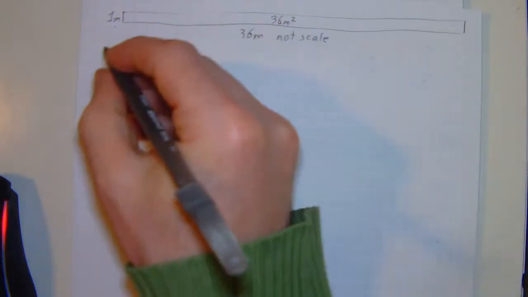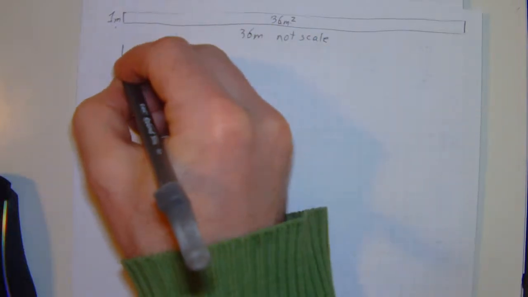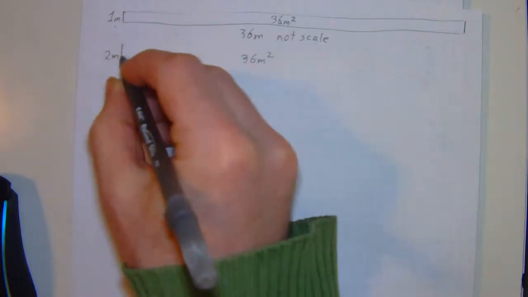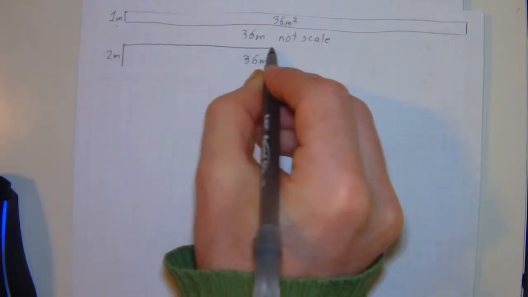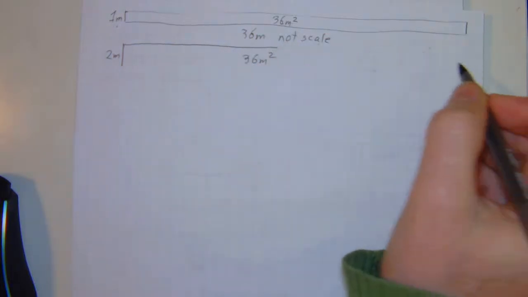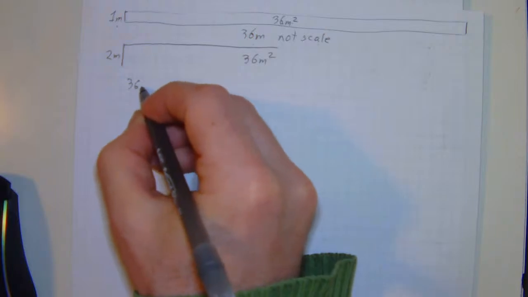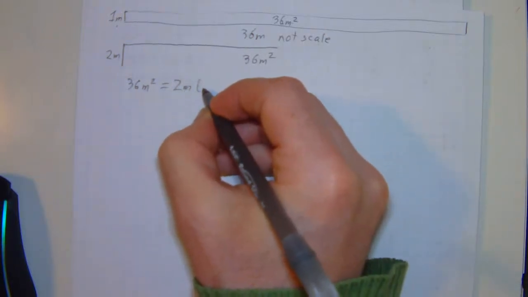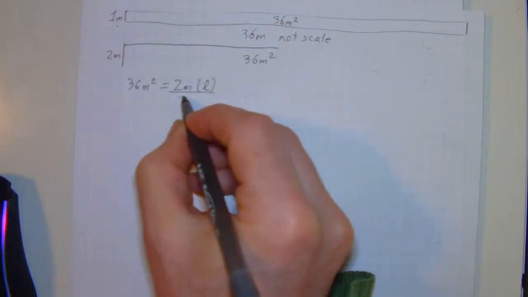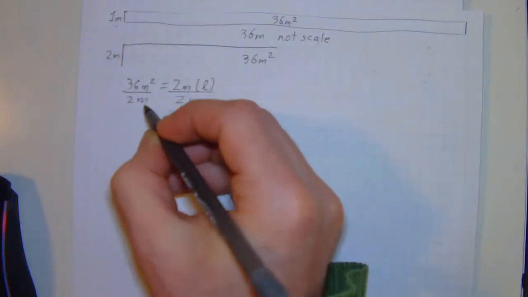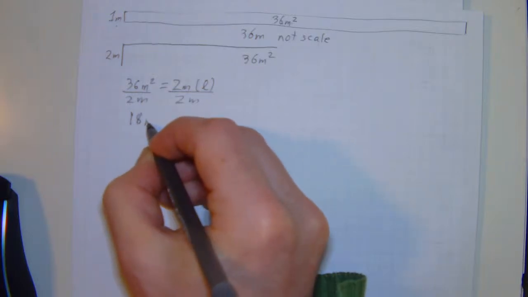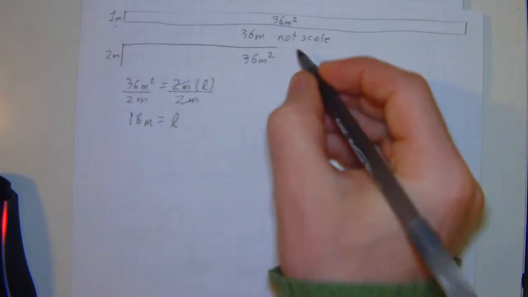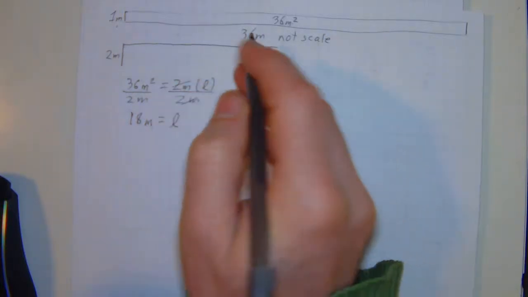So 36 meters squared divided by 1 meter gets me 36 meters. So if I have a width of 2 meters and I need an area of 36 meters squared, how long do I need to make this side? It's going to be longer than that for sure. Well, I go 36 meters squared equals 2 meters times the length. So if I divide both sides by 2 meters, I get 18 meters equals 2 divided by 2 is 1, 1 times L is L. So I'm going to need a length of 18 meters.